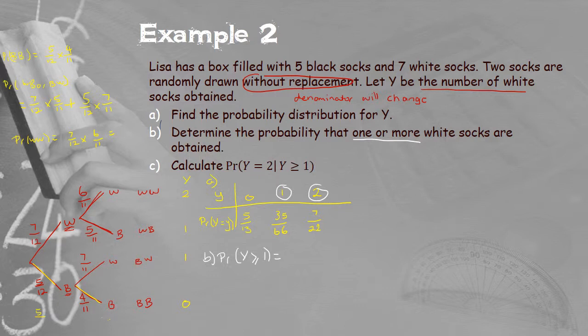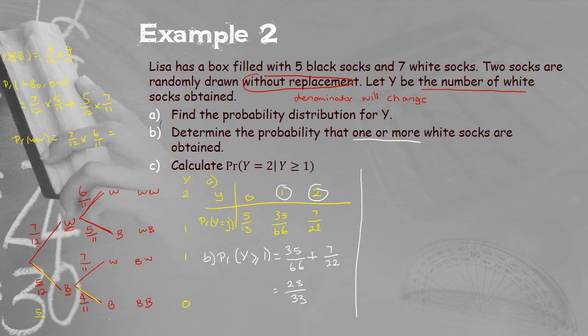1 or 2. Remember, when we say the word or, it means that we have to add the probabilities. Probability of 1 white sock is 35 over 66, plus 2 white socks, we work out these ones here. And we can put this in our calculator, or we can work it out ourselves to get our answer. Remember, always have a look and notice my probability is less than 1, which is what we're wanting.